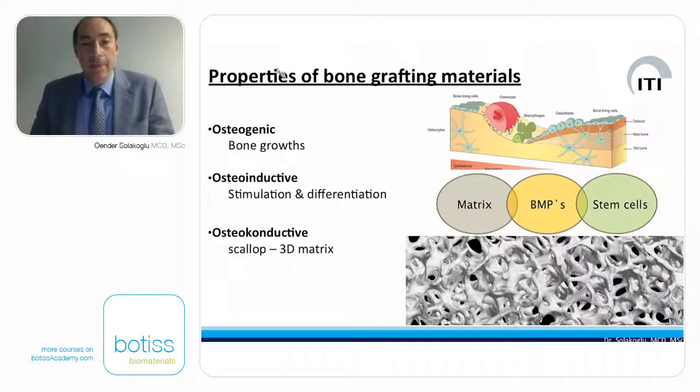So this is an example of a scaffold, and as you can see here, we have lots of holes in it, and the structure allows the cells basically to grow into this matrix to form new bone.